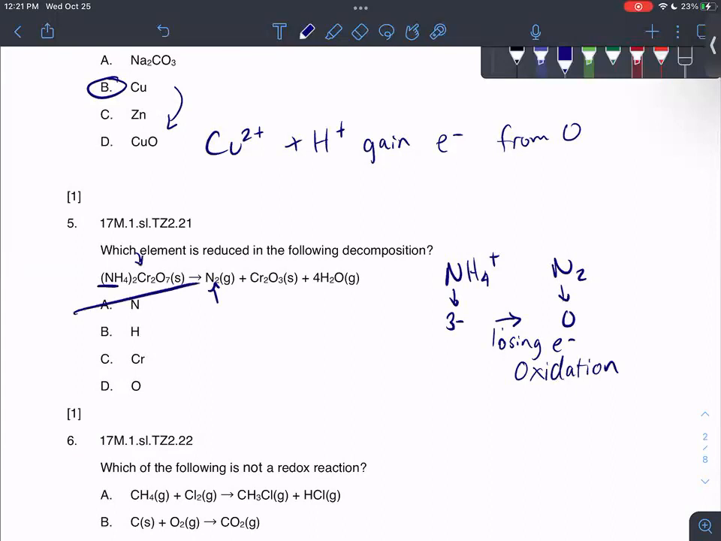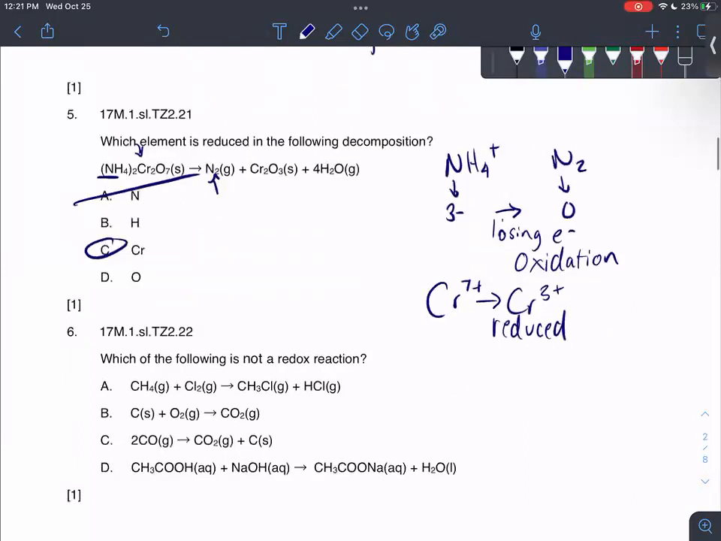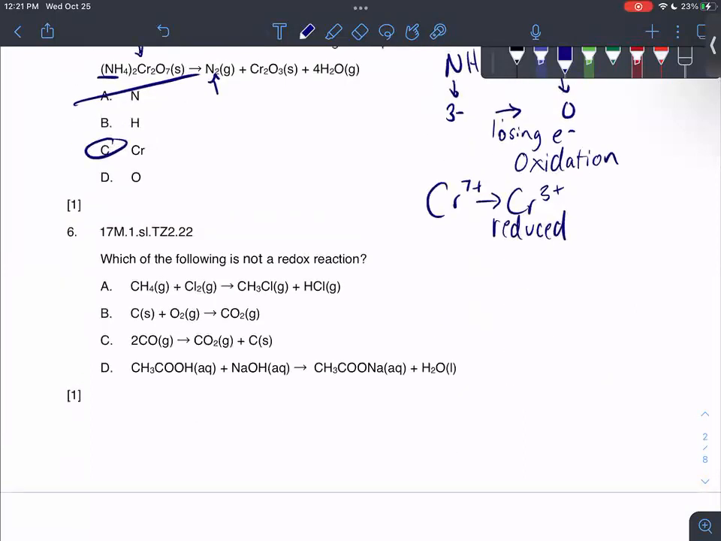The next big suspect is going to be chromium. We almost never look at hydrogen or oxygen in these because we're usually doing these in acidic environments. So moving on to chromium, Cr starts with a 7+ in Cr2O7 2-. It is then going to become Cr3+ in Cr2O3. So therefore, this one is being reduced. So it's chromium.